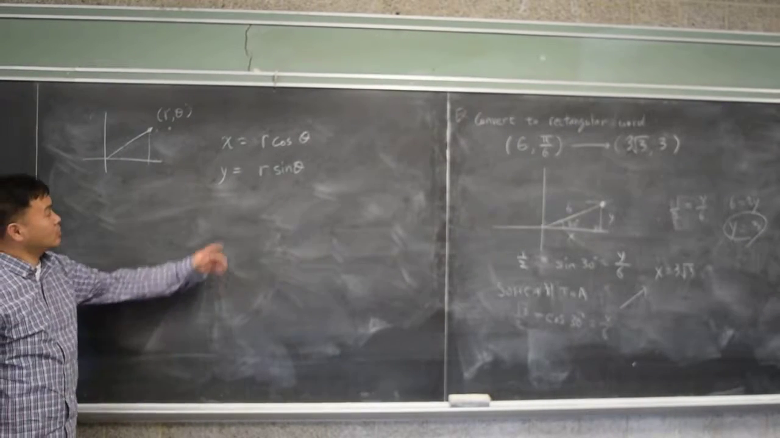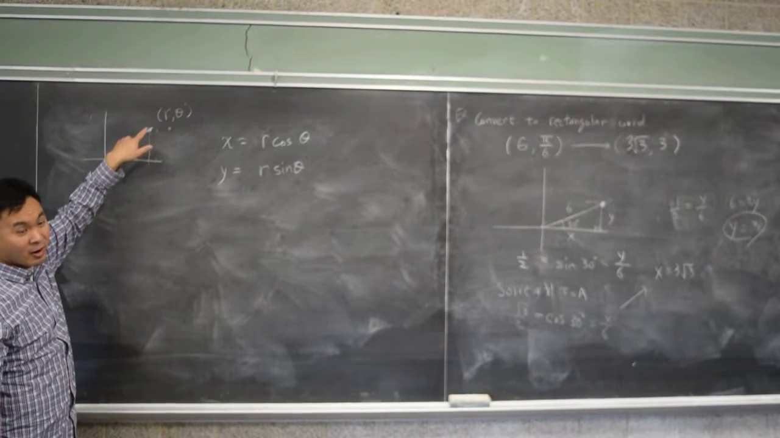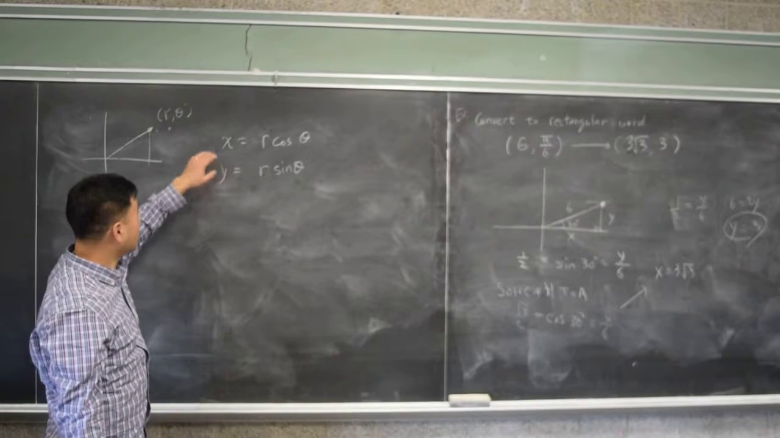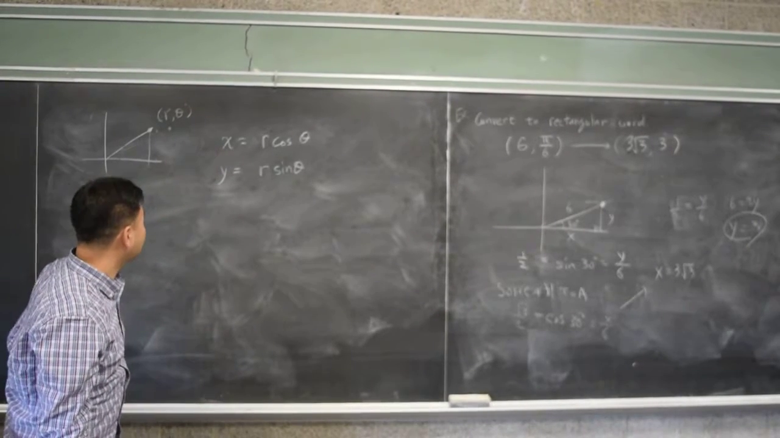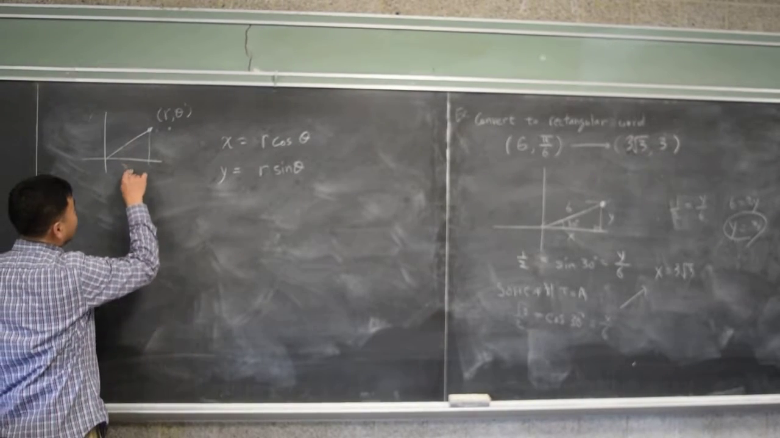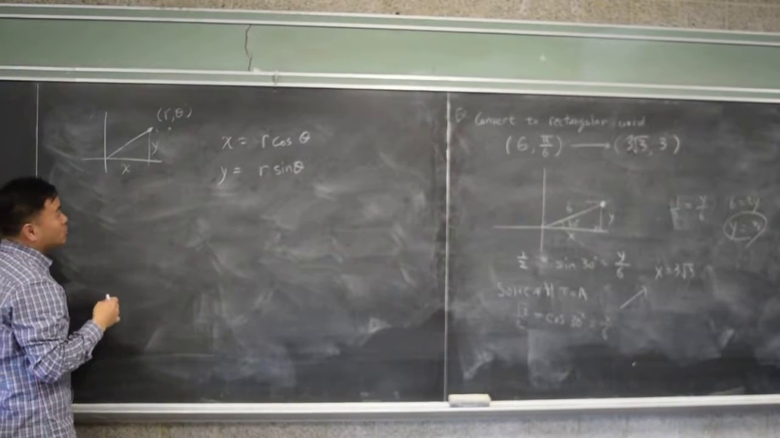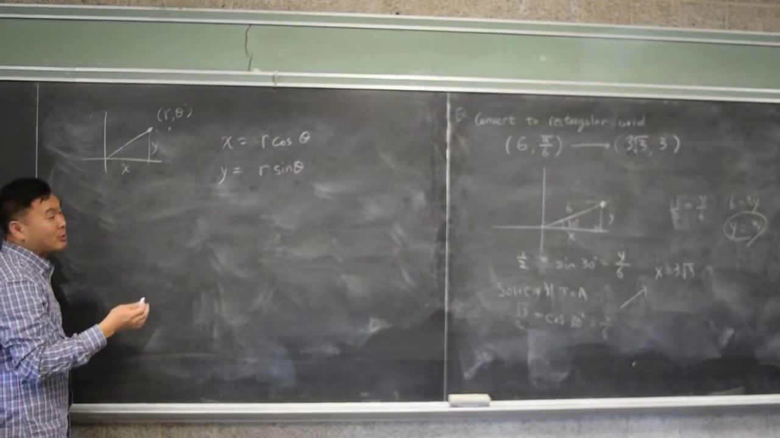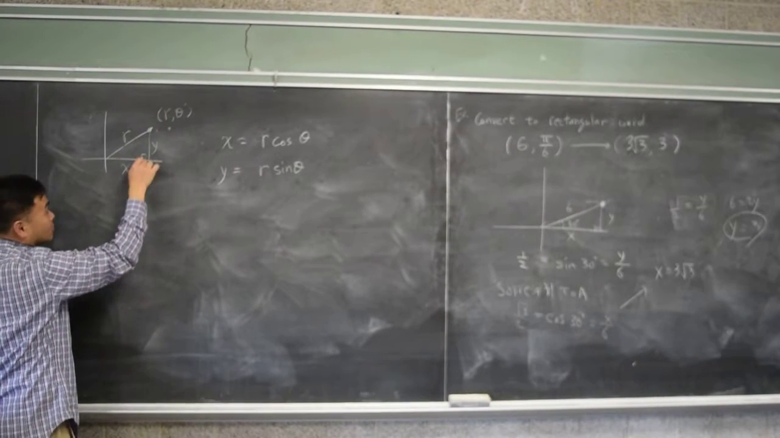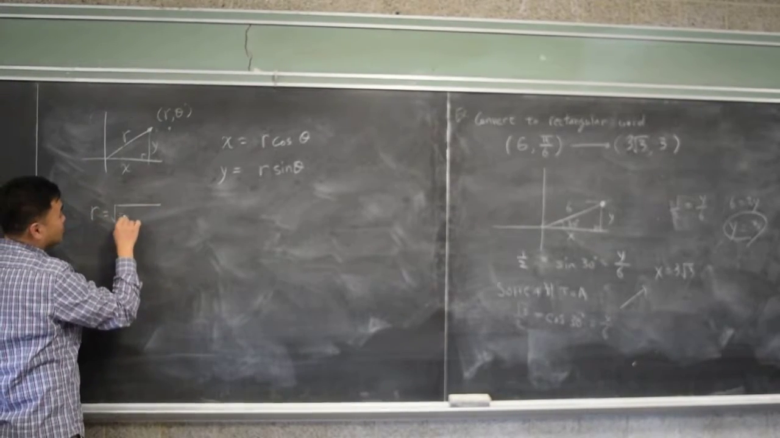So this formula tells you how to take the coordinates given by r and theta and convert it to the x and y coordinates. Now to go back, if you're given x and y and you want to go back to r and theta, what would you do? Well, think about this. If you're given x and y and you have to find r, what would you do? R would be the square root of x squared plus y squared, right?